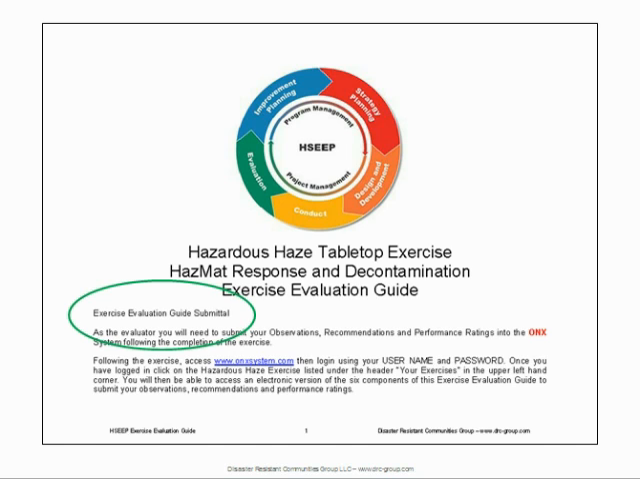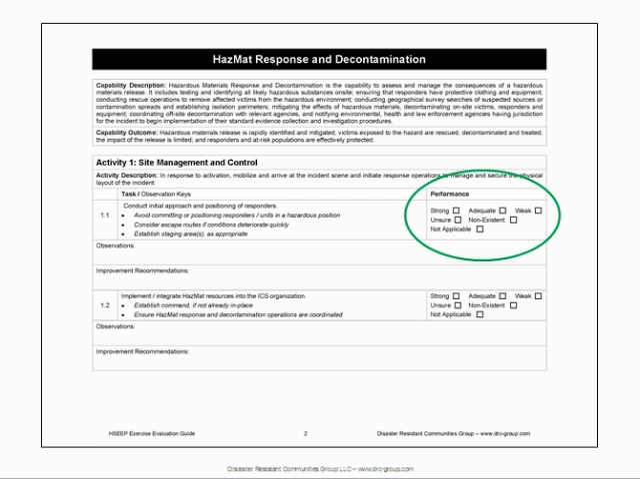Exercise evaluation. Your evaluator should have a paper version of the exercise evaluation guide for this exercise. During the exercise, he or she, just like with all exercise evaluation guides, will observe your play and capture various notes in terms of how you participated, those strengths, those areas for improvement. Then after the exercise is over, he or she will sit down with their paper version of the exercise evaluation guide, and for each of the tasks, they'll come up with an observation and an improvement recommendation.